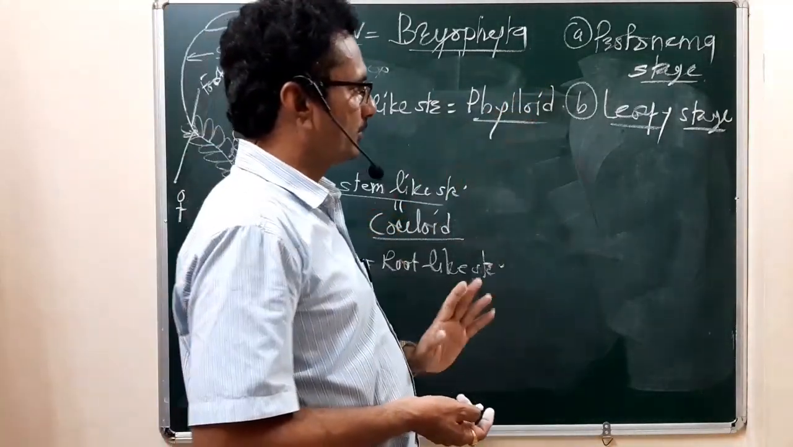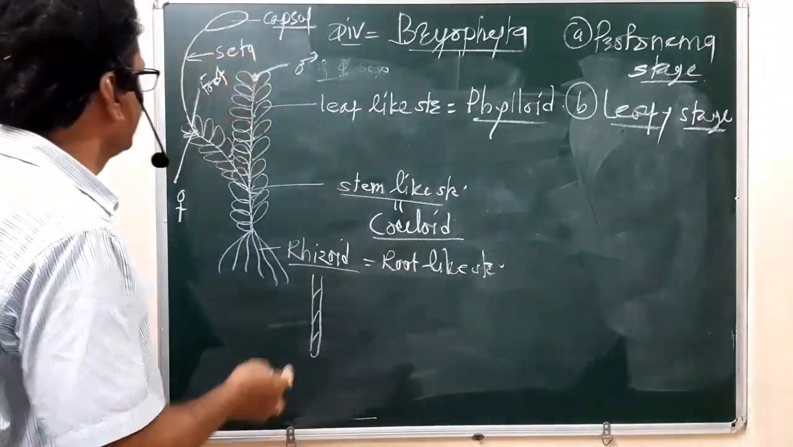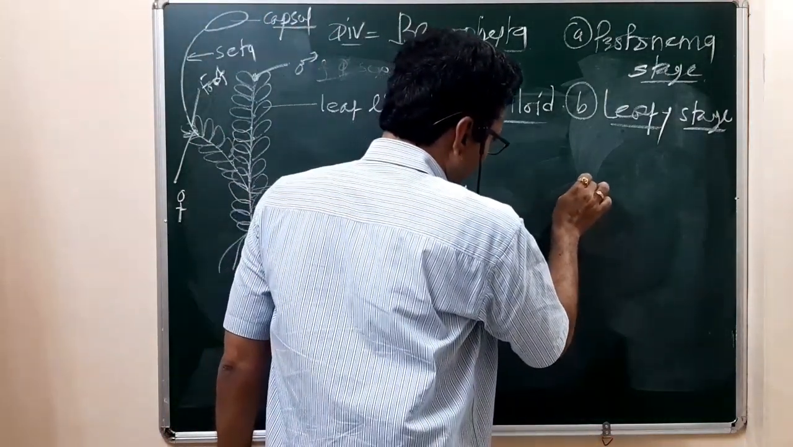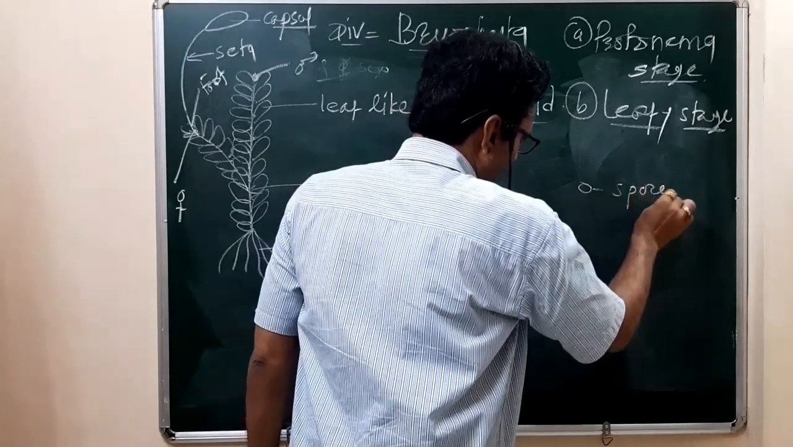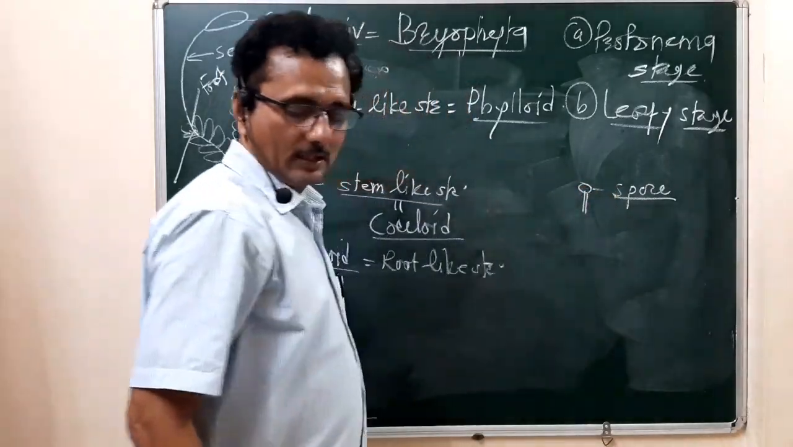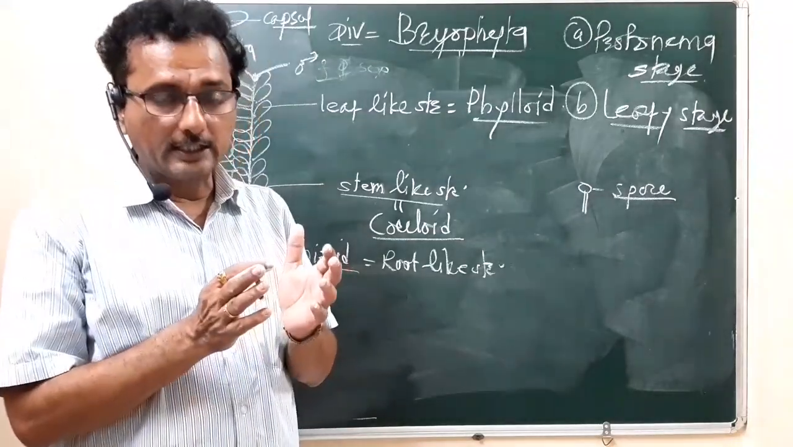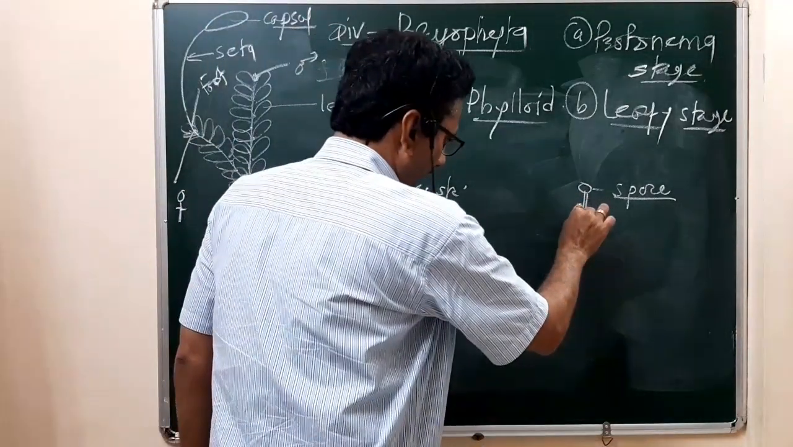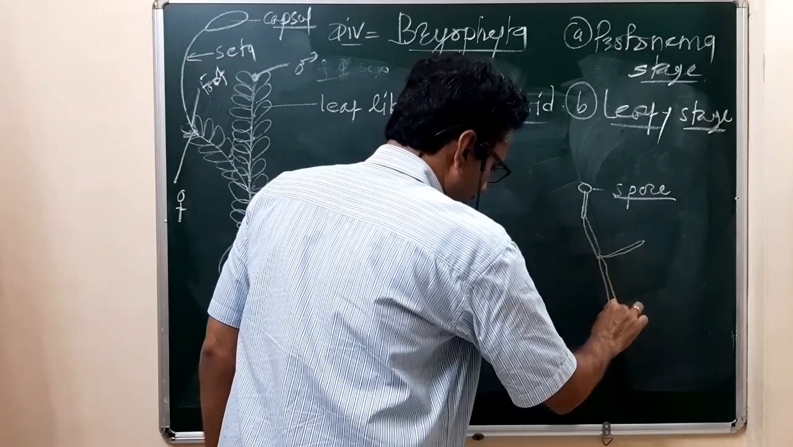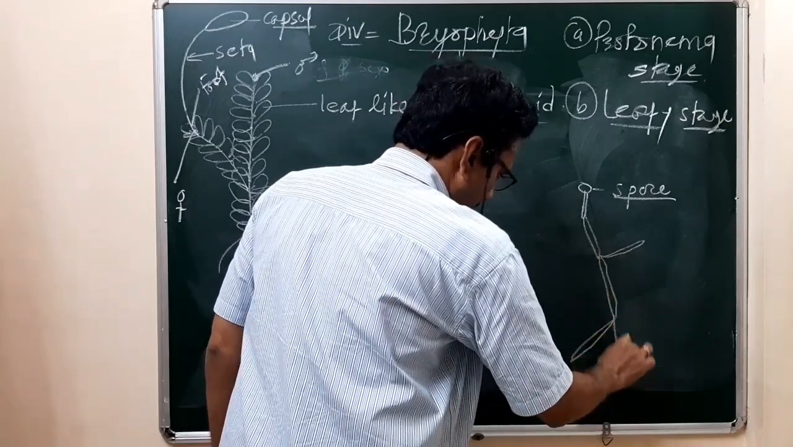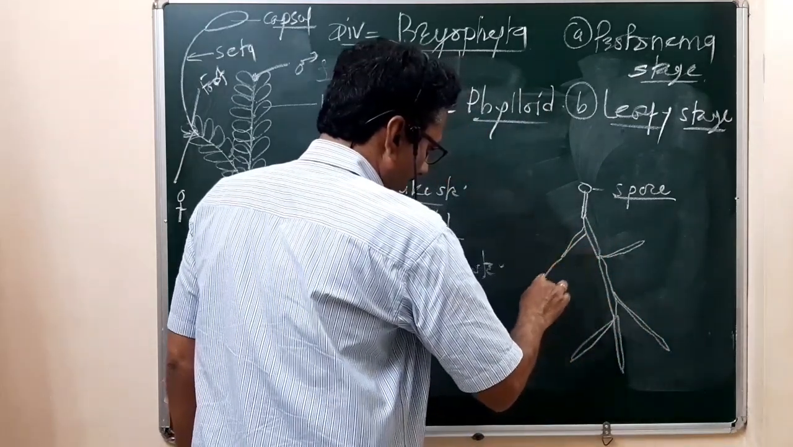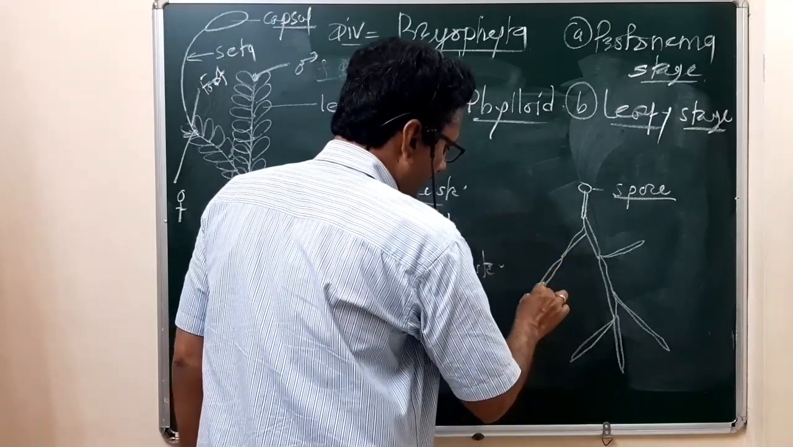What are those? The first stage is the protonema stage. So what is that protonema stage? The haploid spores released from the capsule, when they come in contact with a moist and shady place, germinate and form a prostrate, green, branched structure, and that structure is called the protonema.